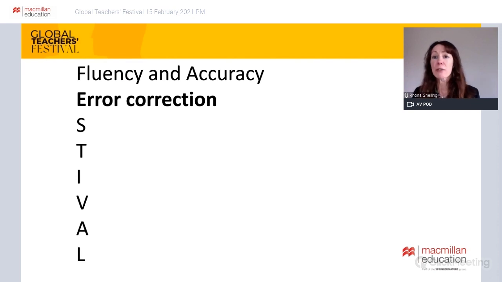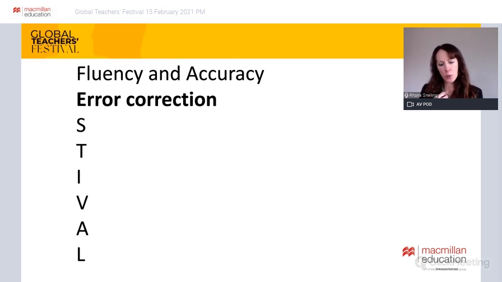So it could be incorrect because lexically, the wrong word is used, grammatically, the wrong tense is used, phonologically, the wrong sound, stress, or intonation is used, or pragmatically, there's a pragmatic error. There's some sort of disobedience of social norms. You're interrupting someone too much, you're not turn taking, something like that.